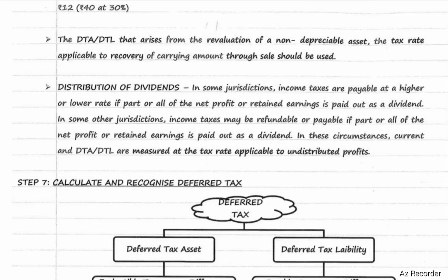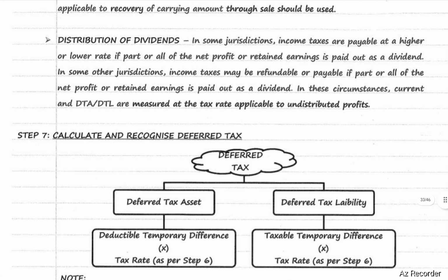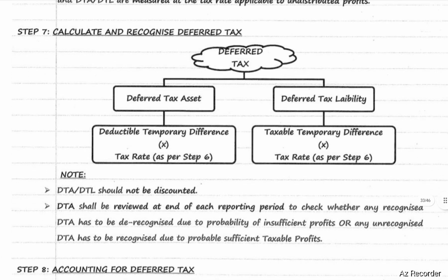Step number 7. Calculate and recognize deferred tax. Deferred tax is of two types: deferred tax asset and deferred tax liability. How to calculate deferred tax asset? Deductible temporary difference into tax rate. How to calculate deferred tax liability? Taxable temporary difference into tax rate. DTA or DTL should not be discounted. DTA shall be reviewed at the end of each reporting period to check whether any recognized DTA has to be derecognized due to probability of insufficient profits, or any unrecognized DTA has to be recognized due to probable sufficient taxable profits.